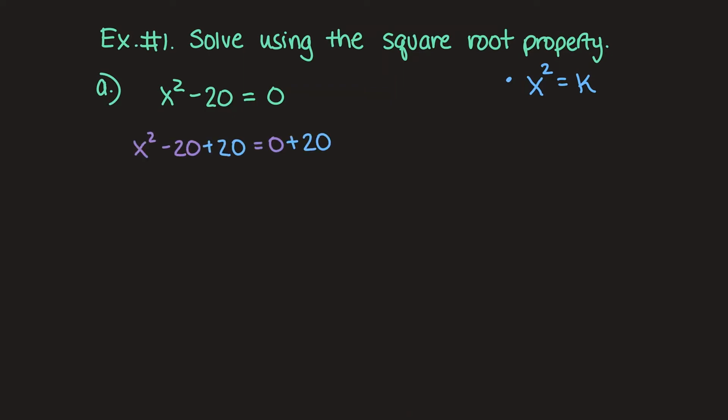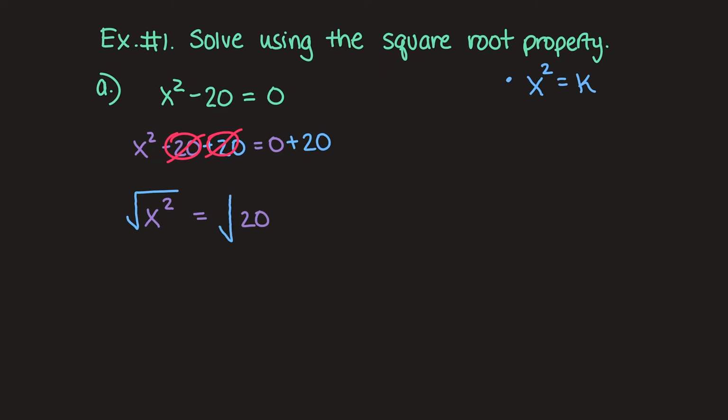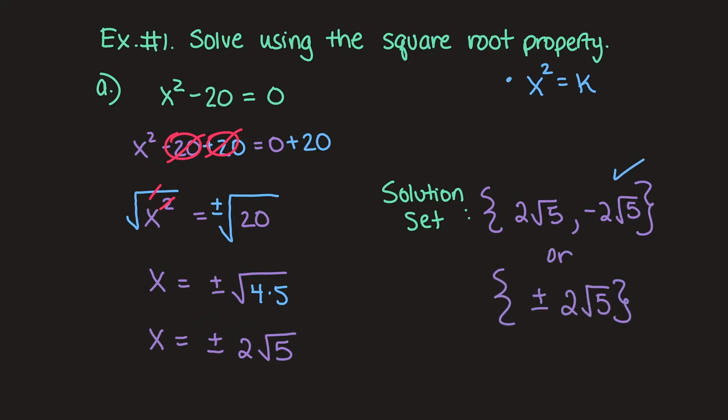So we add 20 to both sides. And now that we have a squared quantity on one side and a constant on the other, we can apply the square root property and take the square root of both sides of the equation. This cancels out the square on the left side, and we get plus or minus square root of 20 on the right. And make sure to simplify the square root. We can factor out a square root 4, which gives us plus or minus 2 square root 5. So now our two solutions for x are 2 square root 5 and negative 2 square root 5. Or if you want, you could just leave it in the form plus or minus 2 square root 5.